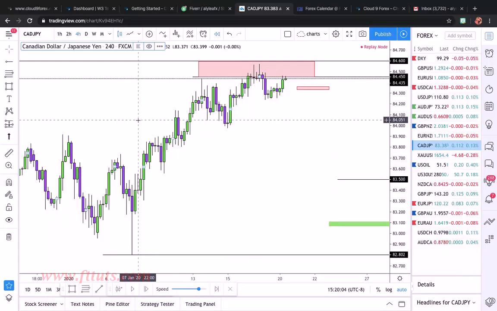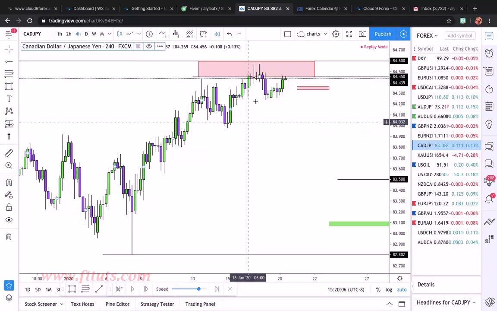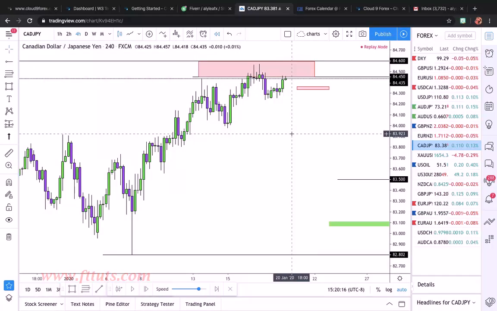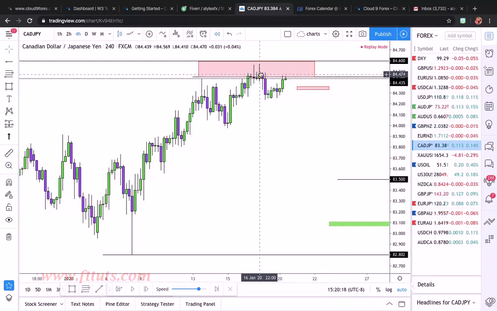Hey guys, so looking at CADJPY, I just want to go over our review for January and until now, and talk about entries and exit points. Looking at CADJPY, I mentioned to sell around 84.5.